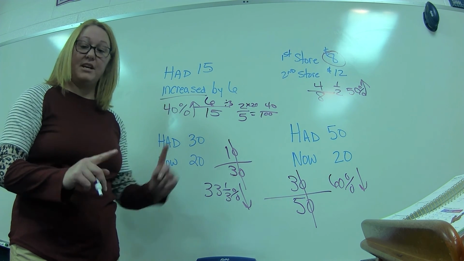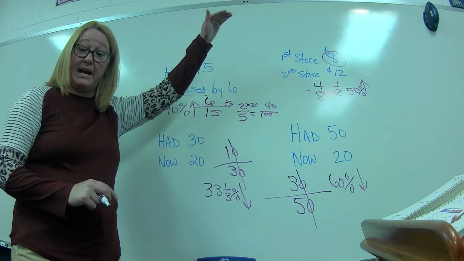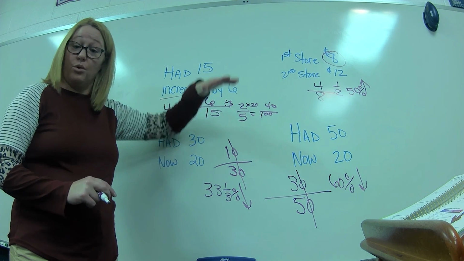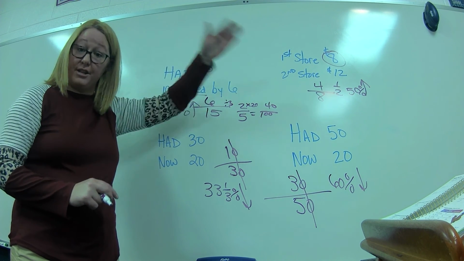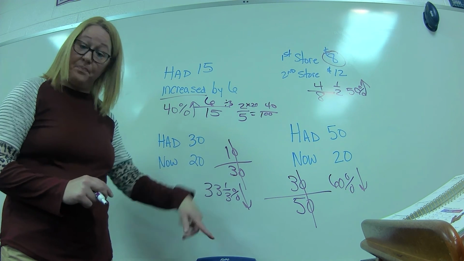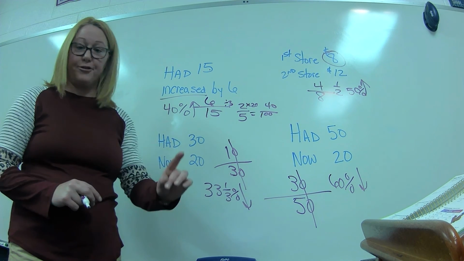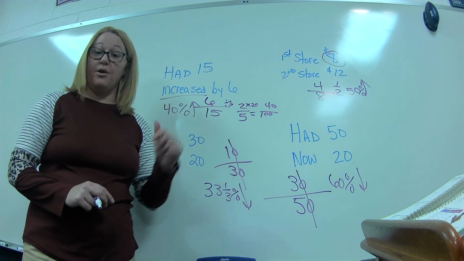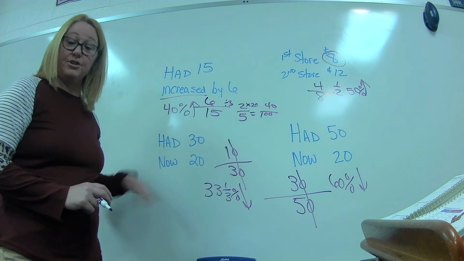Remember, percent of increase, it went up from what you had to what you have now, or the price at one store is different than the price at the other store. And then decrease, it went down, and you always put the difference over the original. Always the difference over the original in a fraction.